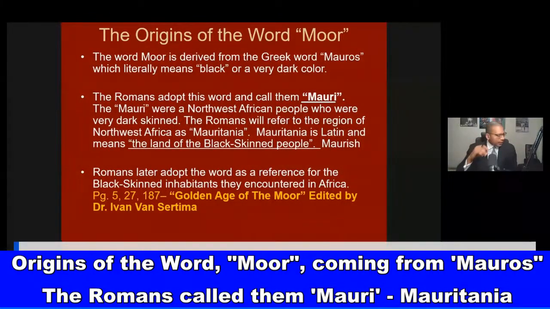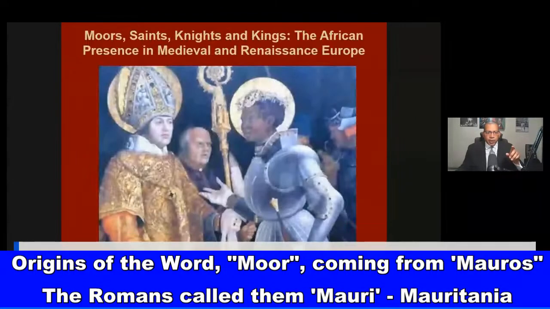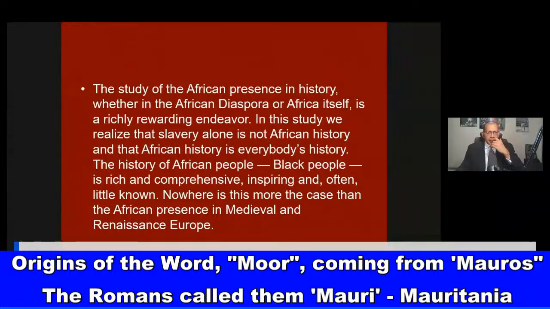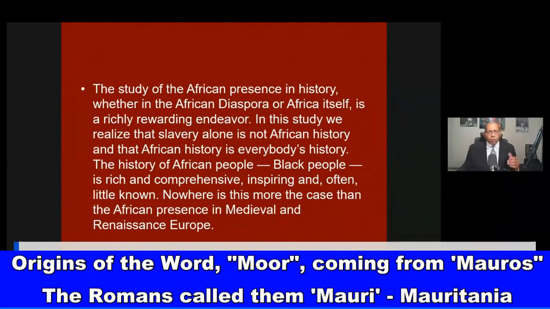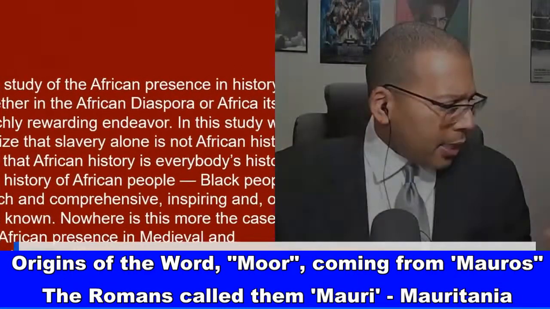Golden Age of the Moor, edited by Dr. Ivan Van Sertima, is another book that we use in the class. And if you look at pages 527 and 187, you'll see references for that information. Okay, so we go through and we look at some of the history of the Moors also. Runoko Rashidi had a really good article for AtlantaBlackStar.com called Moors, Saints, Knights, and Kings, the African Presence in Medieval and Renaissance Europe. We use two of Runoko's books in the class.